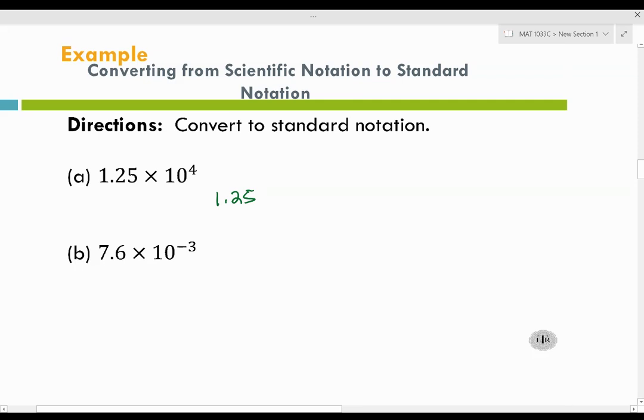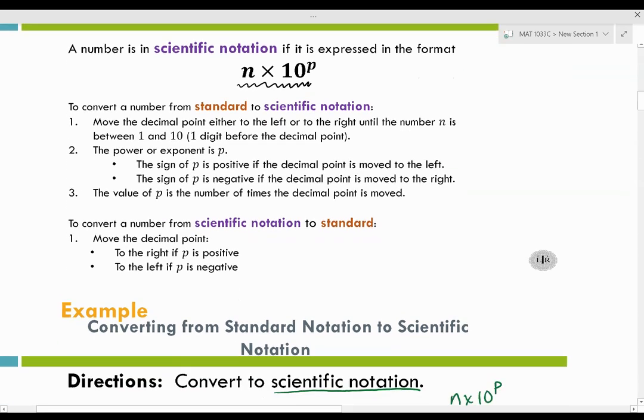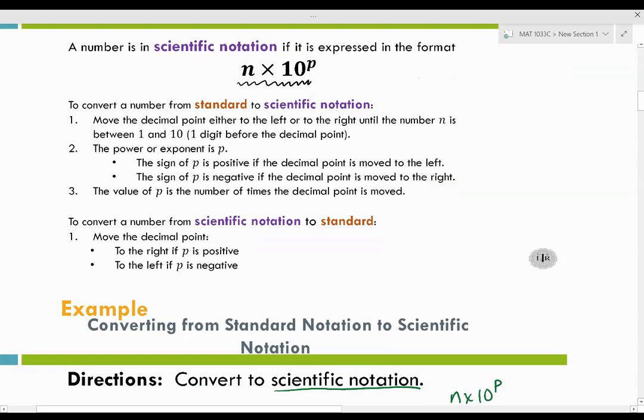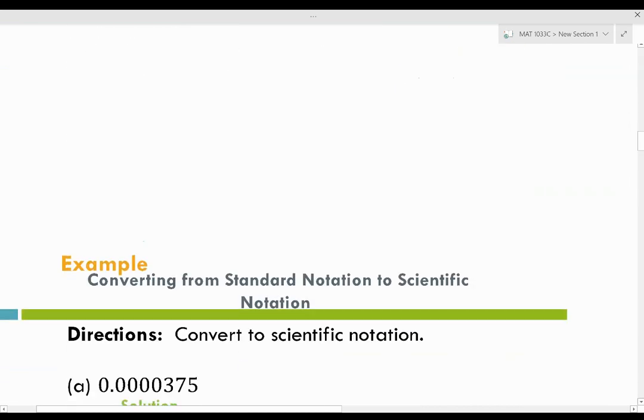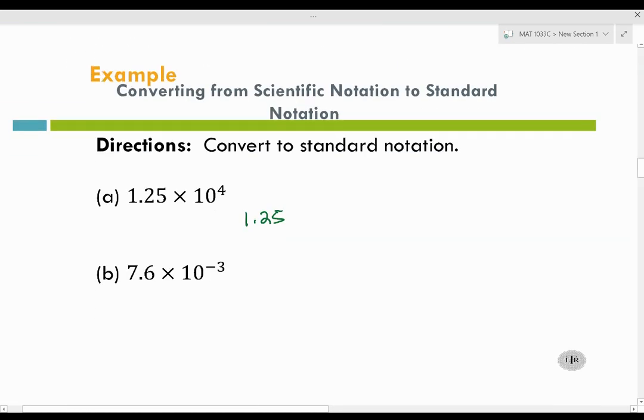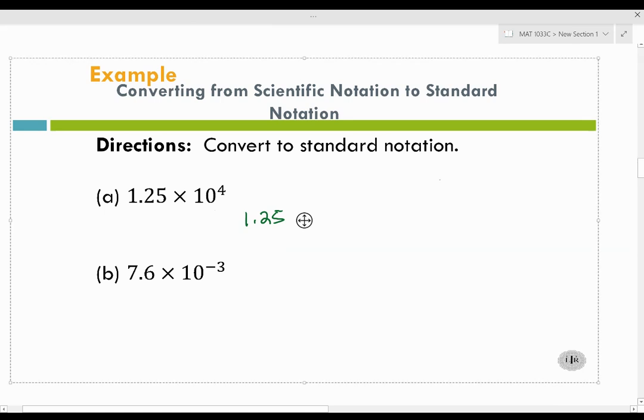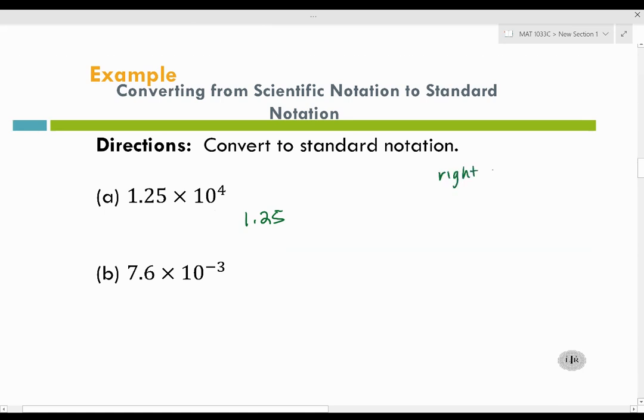So let's go back up to our steps in case you guys forgot. We are in scientific notation. If our exponent P is positive, we're going to move to the right. If P is negative, we're going to move to the left. So let's write that for reference. If we move to the right, that means P was positive. If we move to the left, P is negative.